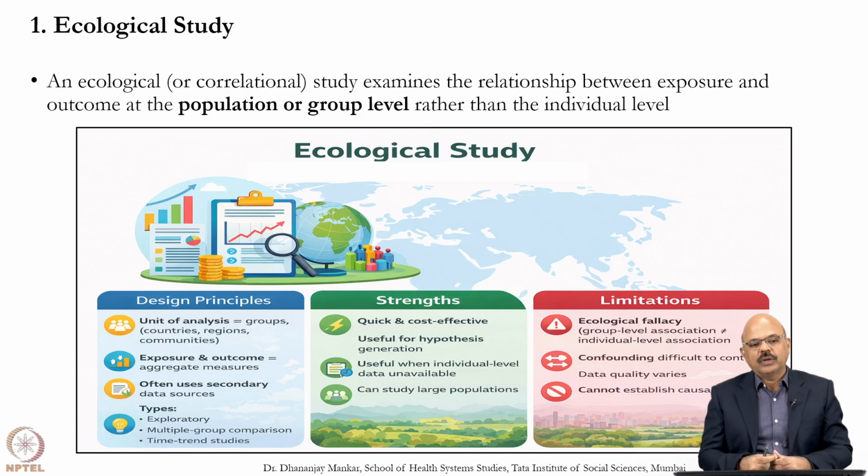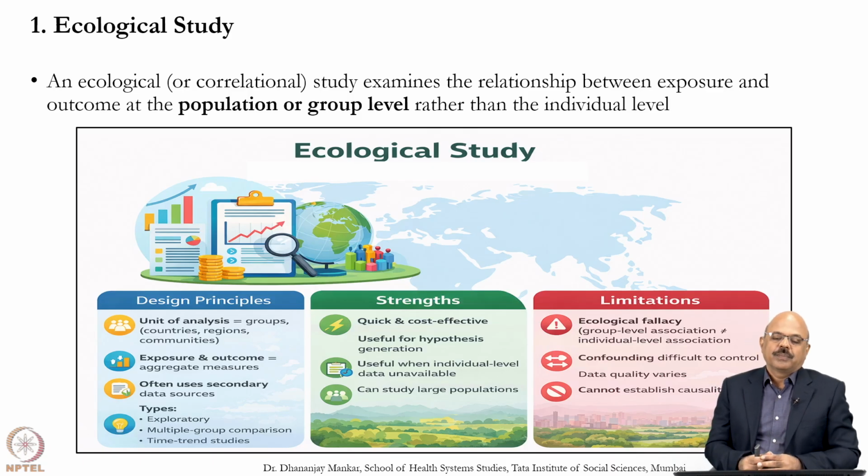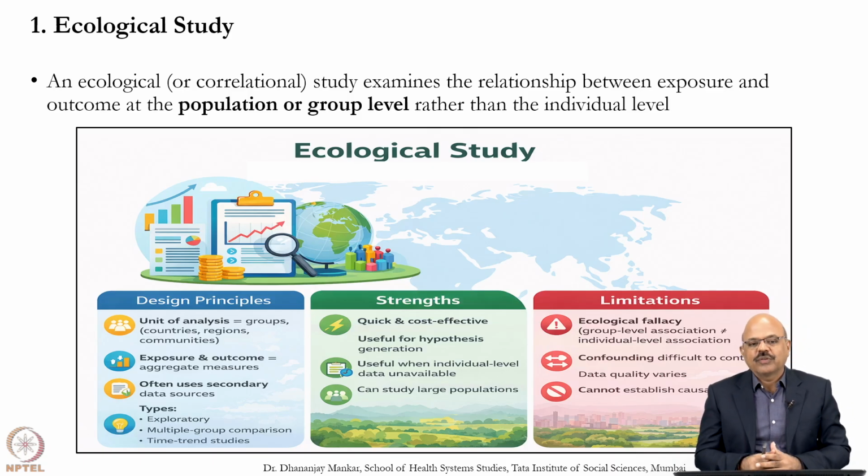The studies often use secondary data sources, which gives statistics a major role in these studies. There are a few types which are very important: exploratory ecological studies, multiple group comparison ecological studies, and time trend ecological studies. If I have to count the strengths of the studies, they are quick and very cost effective, which gives major reasons to obtain big data from ecological studies.